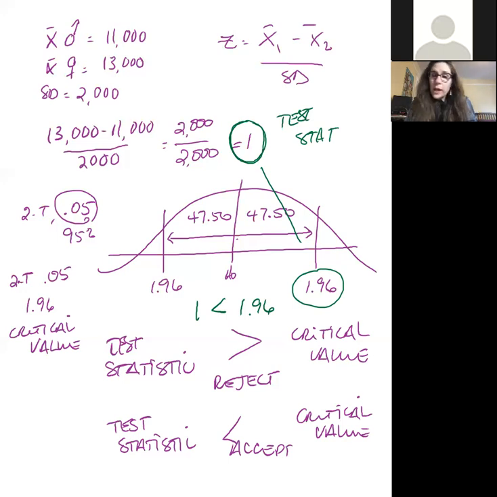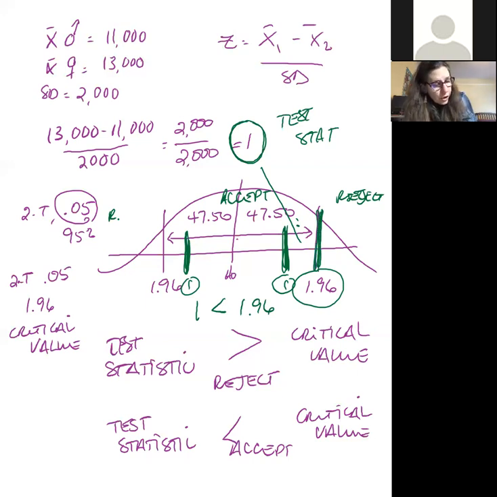And here's why. If we get a test statistic of 1, let's imagine that it falls about there. This is our acceptance region, and this is our rejection region, and that's on both sides. 1.96, this critical value, is the hurdle we need to get over into the rejection region. But our test statistic of 1 doesn't get over that hurdle. It is inside our acceptance region. Because it's inside the acceptance region, we have to accept the null hypothesis.